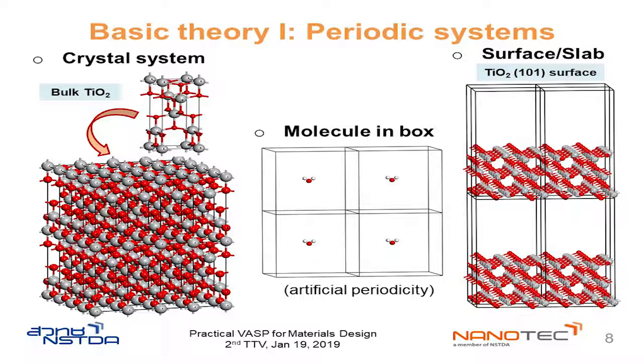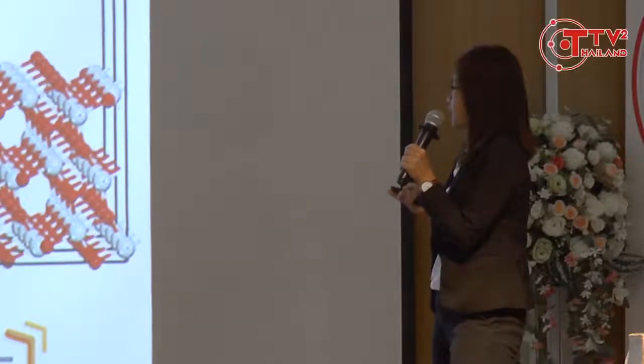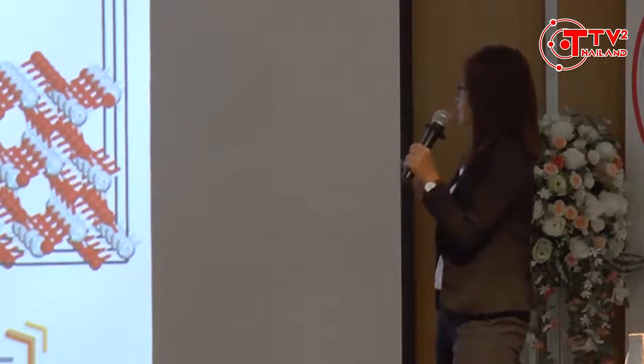Here is an example of the TiO2 101 surface. One thing that is important is you have to have a large space between the surface and its replica. So you will get the property of this surface.